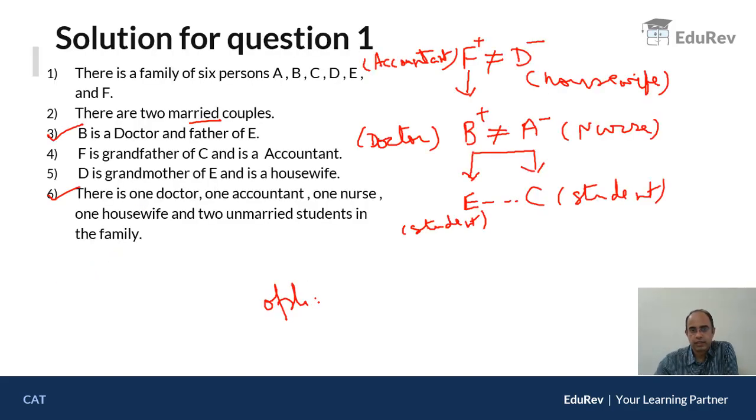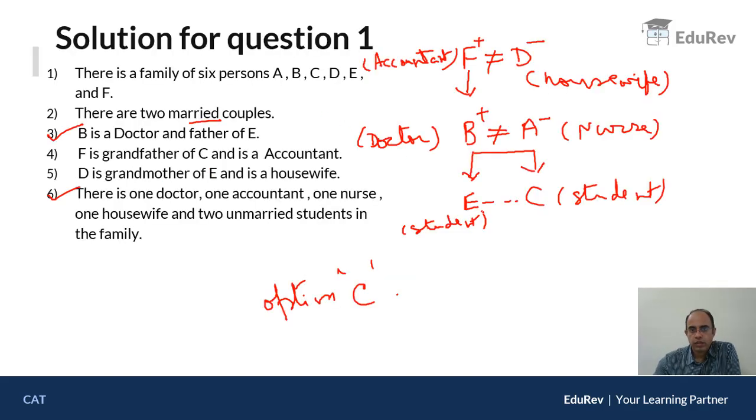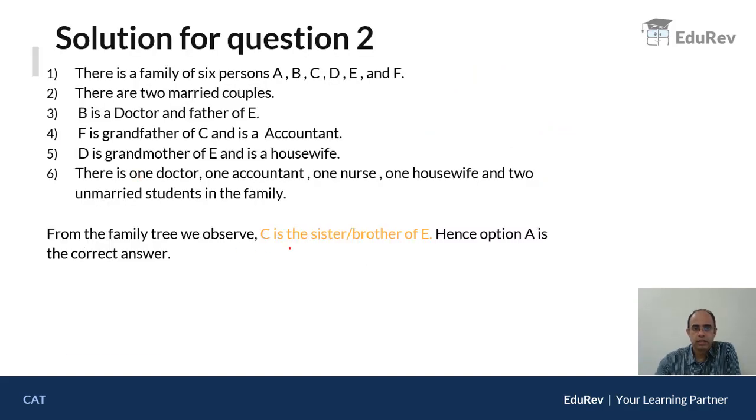Option C is the correct answer. Fine, guys. Now, once we have made this family tree, it's very easy to solve the rest of the questions. Let's move to question 2. Who is the sister or brother of E? I observe C can either be a brother or sister. Hence, C is either brother or sister of E. Hence, option A is the correct answer.